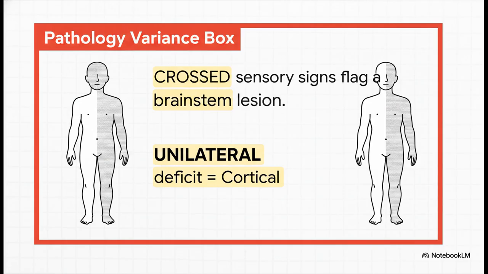Before we leave the brainstem entirely, let's lock in this clinical pearl. Crossed sensory signs, like right facial numbness combined with left body numbness, that is the absolute definitive red flag for a brainstem lesion. If the entire deficit is unilateral on just one side, you're looking higher up at the cortex.